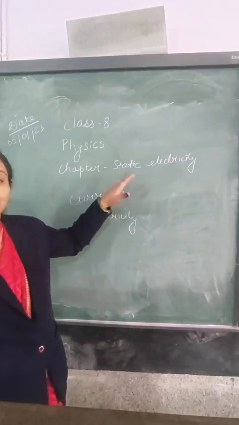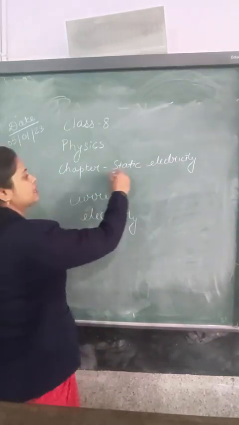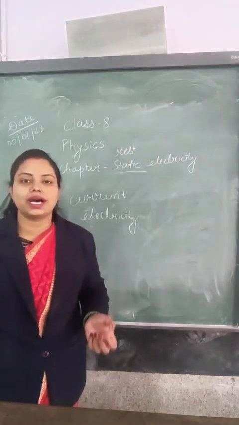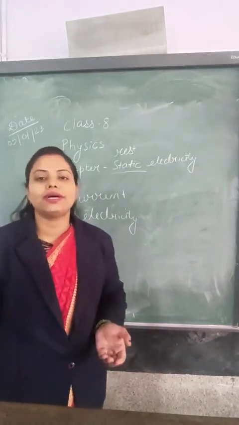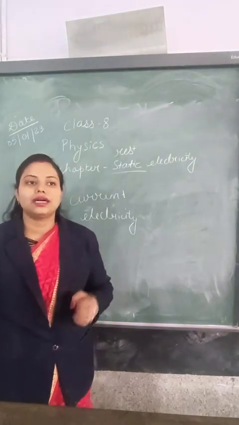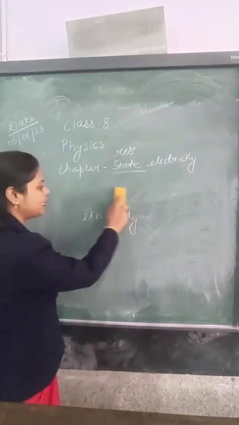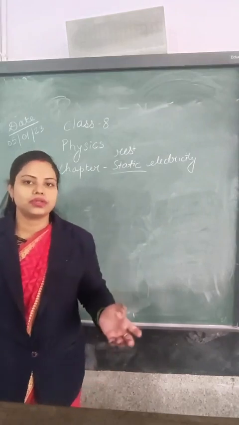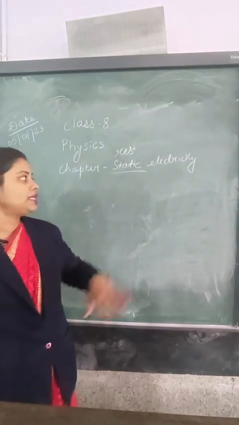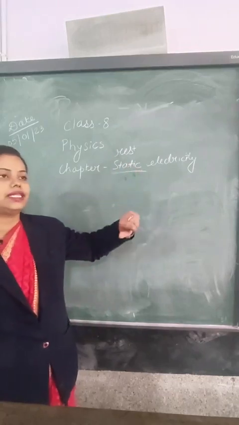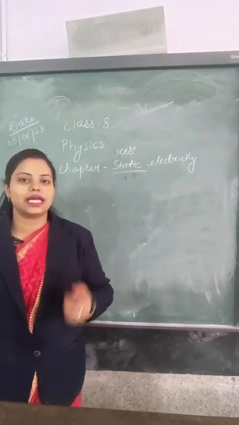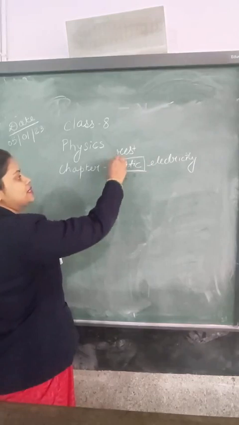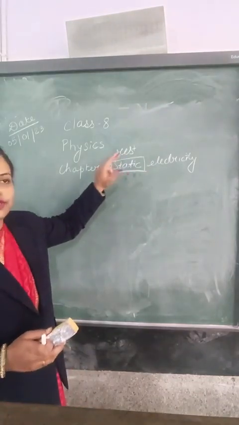Now we'll start the chapter static electricity. The word static means rest. In this chapter we are going to learn about the charges which are at rest. It was discovered by the scientist Thales that apart from conductors, which we studied in current electricity where electrons flow and can be charged, even insulators like plastic, nylon and balloons can also be charged by static electricity, where the electrons are at rest.